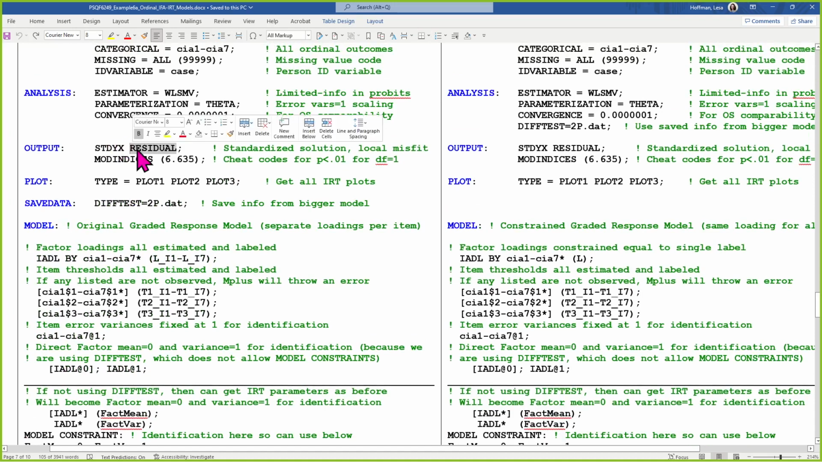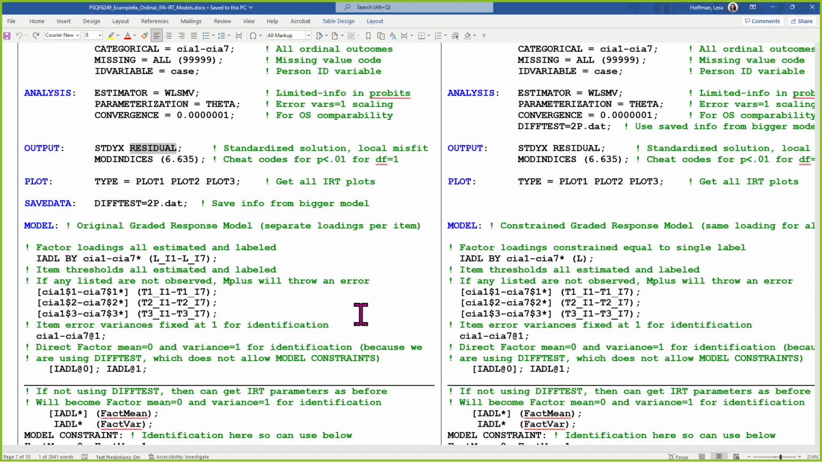Local fit, the residual option is what you can use to get, in M+, it doesn't give you normalized residuals, but it does give you residuals for the correlations, so the discrepancy in predicted correlation. You can also get your cheat codes to try and help you fix the model.